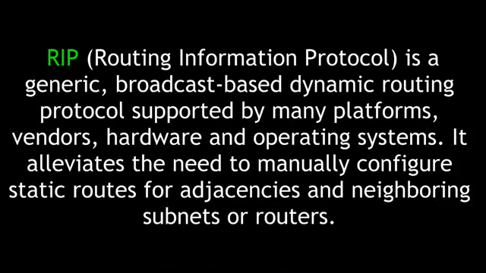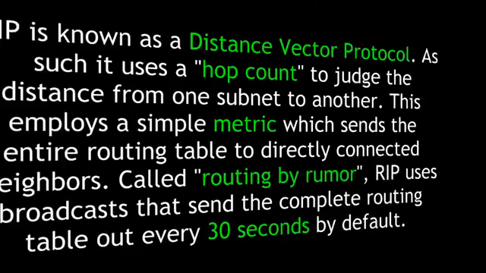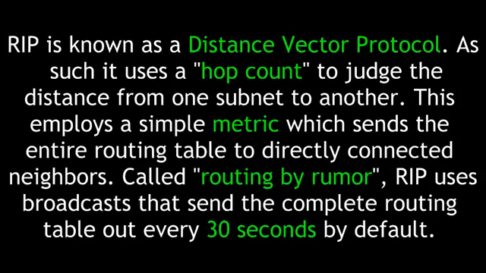Routing Information Protocol, or RIP, is a generic broadcast-based dynamic routing protocol supported by many platforms, vendors, hardware, and operating systems. It alleviates the need to manually configure static routes for adjacencies and neighboring subnets or routers. RIP is known as a distance vector protocol. As such, it uses a hop count to judge the distance from one subnet to another.